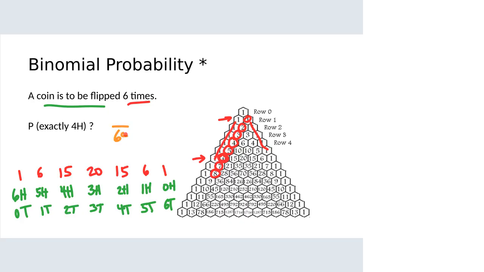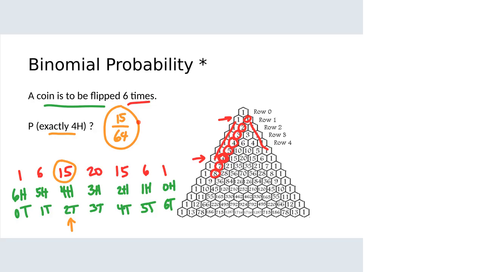So I can put that in the denominator. And then I just need to find my successes. Probability of exactly 4 heads, no more, no less. So all I'm looking for is where there are 4 heads. That's right here. 15 successes out of 64 outcomes. So the probability of getting exactly 4 heads is 15 out of 64.